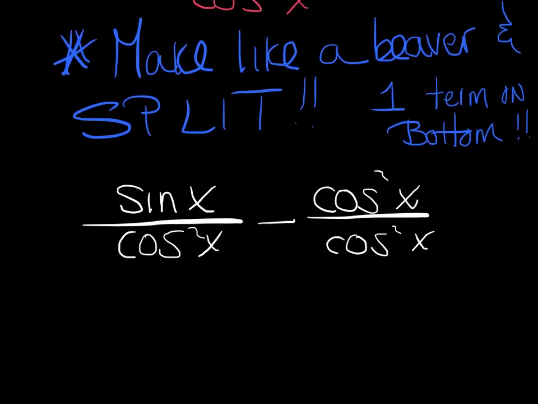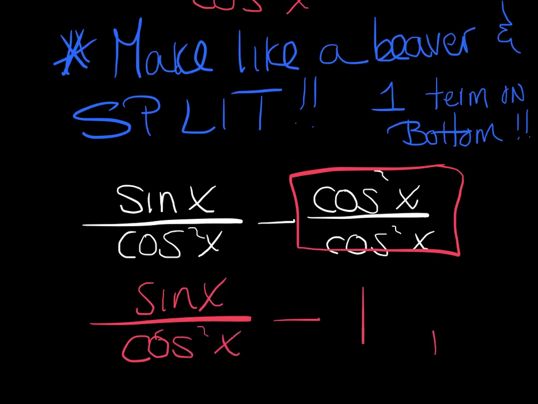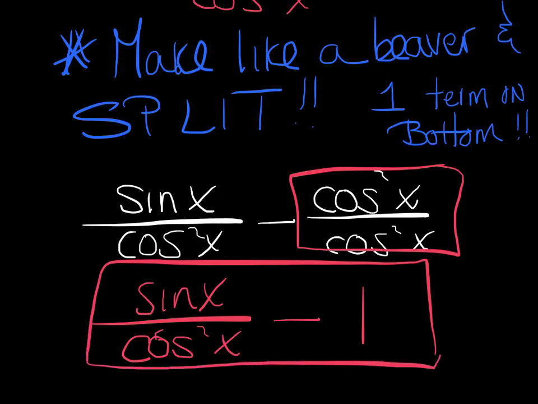Now I think I can clean this up just a little further. What does anybody divided by itself turn into? Doesn't disappear. It turns into the number 1. So I've got sine over cosine squared minus 1. And I think that's as far as I can go.